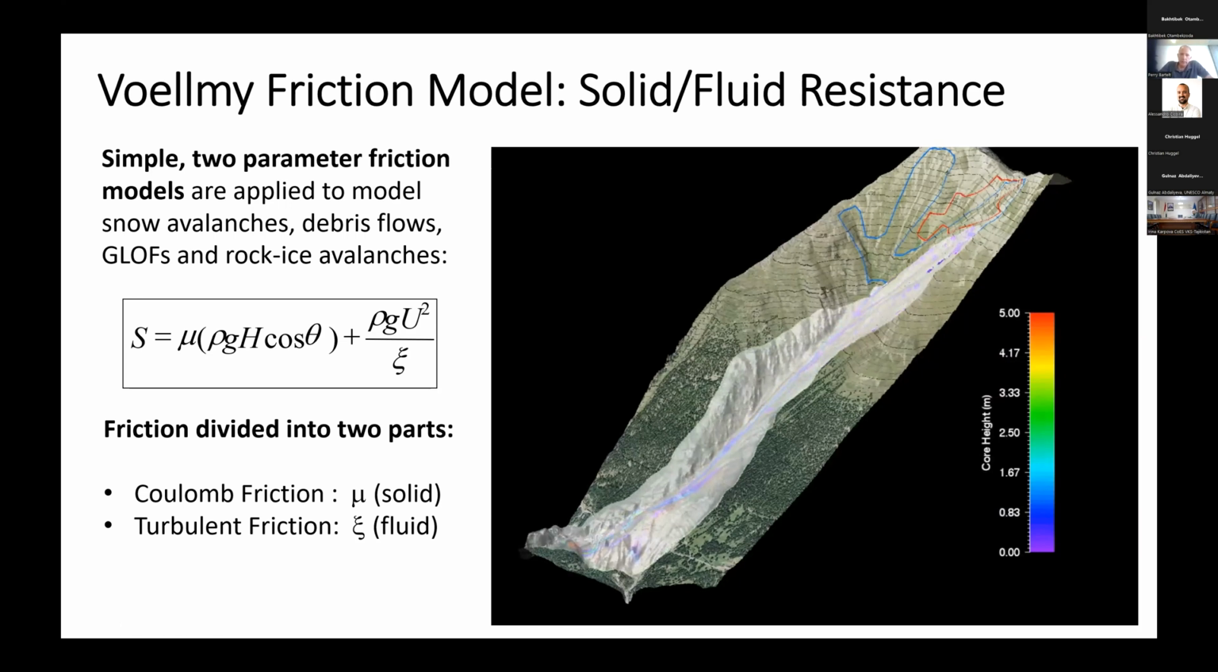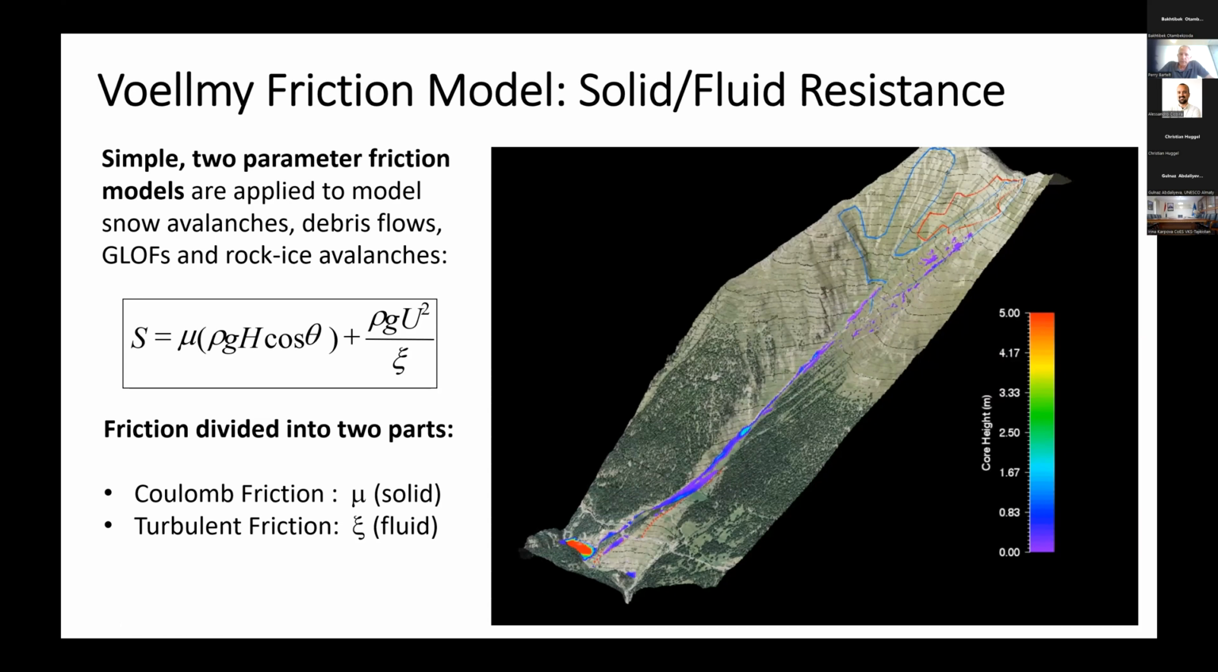All of the models that we apply for the flow are based on these Voellmy friction type models. Voellmy was a Swiss engineer who was working in the 50s, and he developed a very simple two-parameter friction model that we apply in snow avalanches, debris flows, GLOFs, and rock avalanches. And this is the basic equation. It consists of two parts. It consists of a Coulomb friction, given by the parameter mu, and a velocity squared dependent resistance or friction, divided by the parameter c.